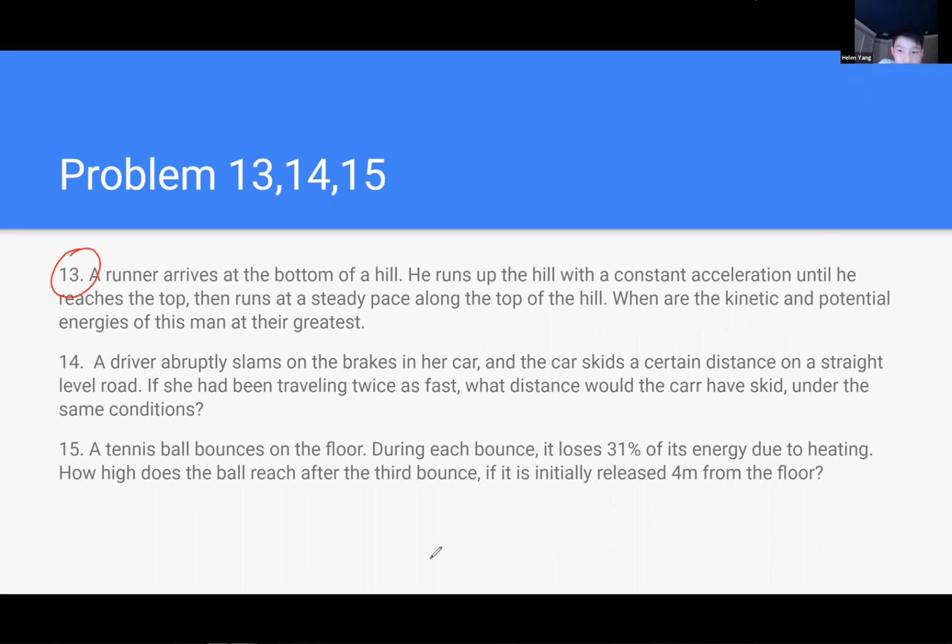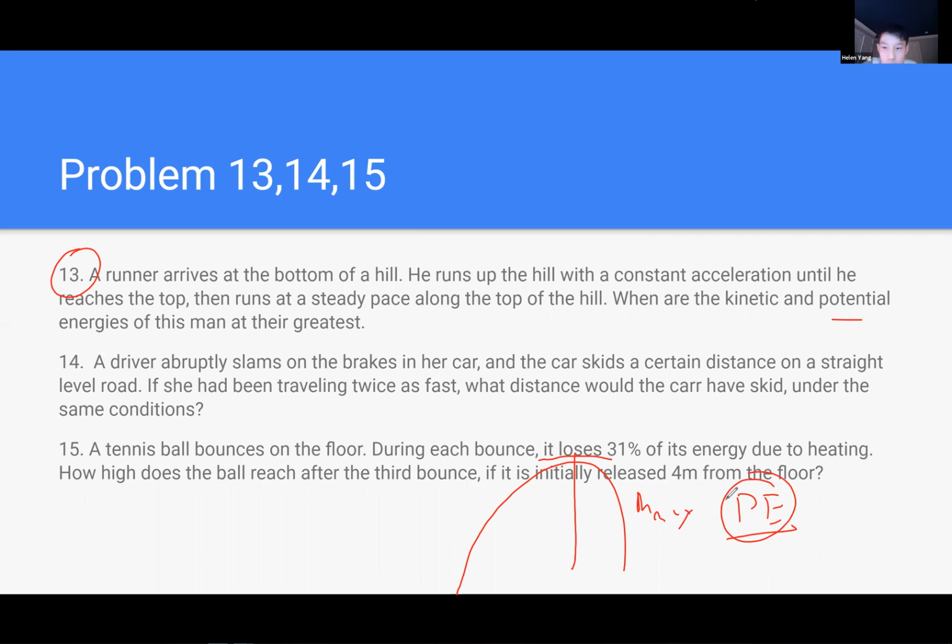Okay, so the potential energy is at its max when the man is on the top of the hill, because it has the max height. So the potential energy would be at its greatest at the top.